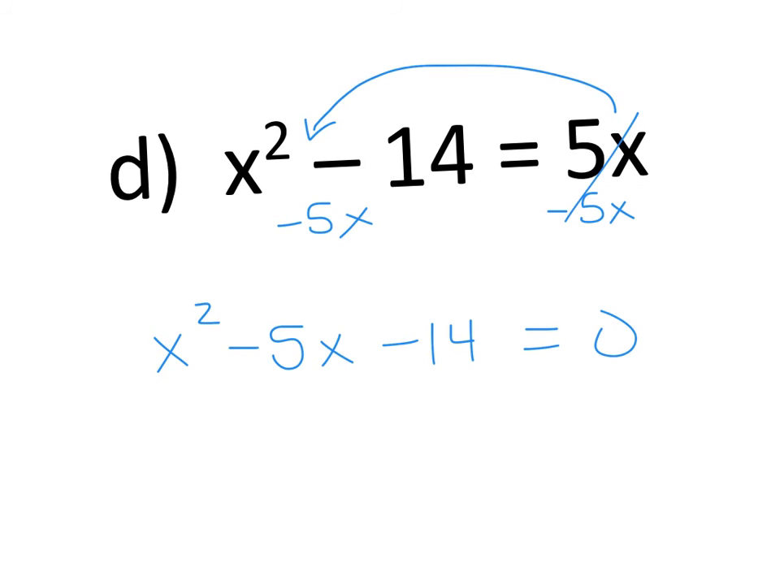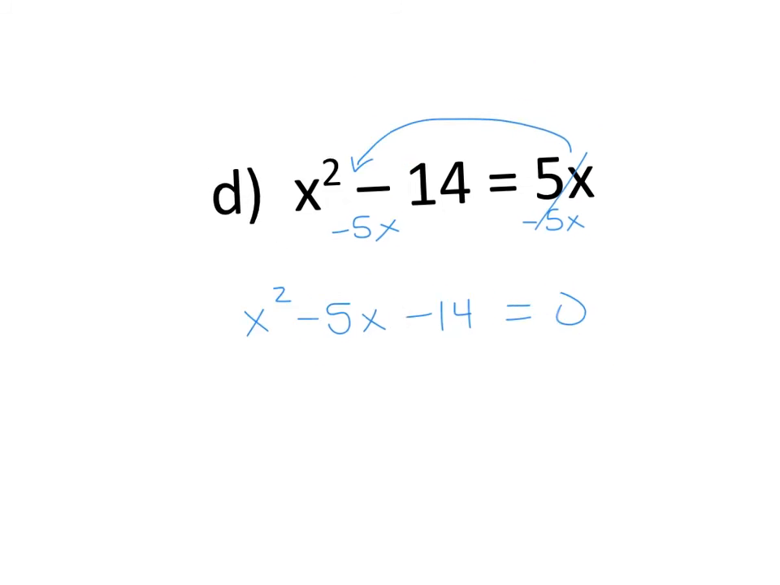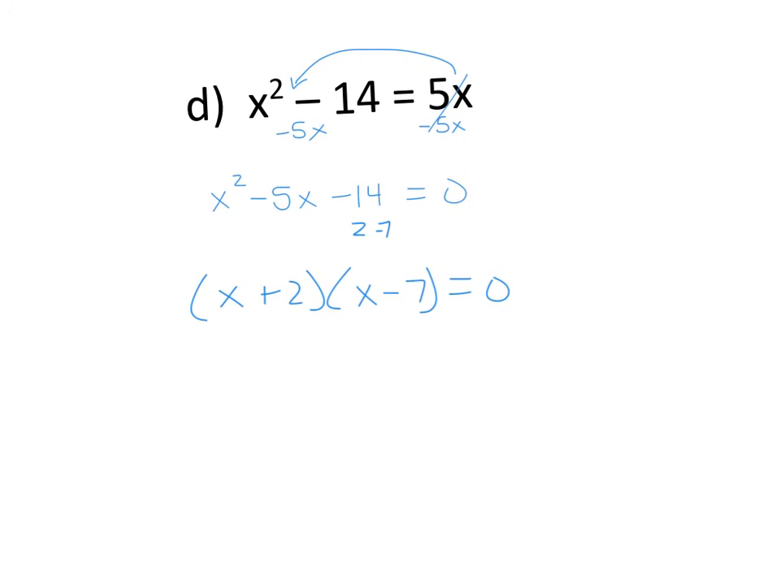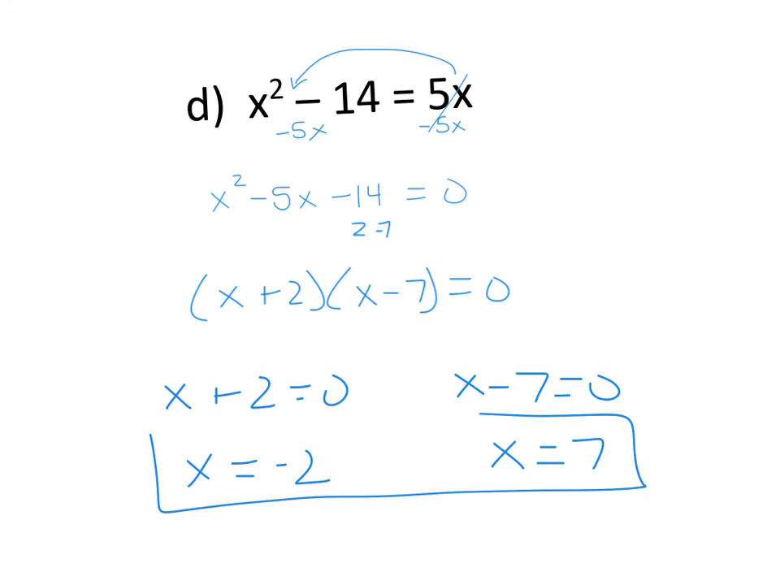Now, go ahead and factor. So I'm looking for factors of negative 14 that get me negative 5. So 2 and 7 pop into my head right away. And so this would be a negative 7. That way I can get a negative 5. So I have x plus 2 and x minus 7 equal to 0. So now x plus 2 equals 0 and x minus 7 equals 0, and solve. So x will equal negative 2 and x will equal 7. And those are my two solutions for this equation.